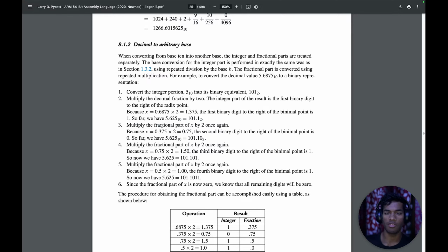Multiply the fraction part by 2 once again, and I get this being converted into this. So I get 0 here. The second binary digit to the right of the binary point is 0. So far we have this equals this. Multiply the fraction part of x by 2 once again. So for this I get 1.1. I will add 1 there again, and then I will multiply 0.5 with 2, and I will get this. The fourth binary digit to the right of the binary point is 1, so we now have this equal to this. Since the fractional part of x is now 0, we know that all the remaining digits will be 0. The procedure for obtaining the fractional part can be accomplished easily using a table as shown below.